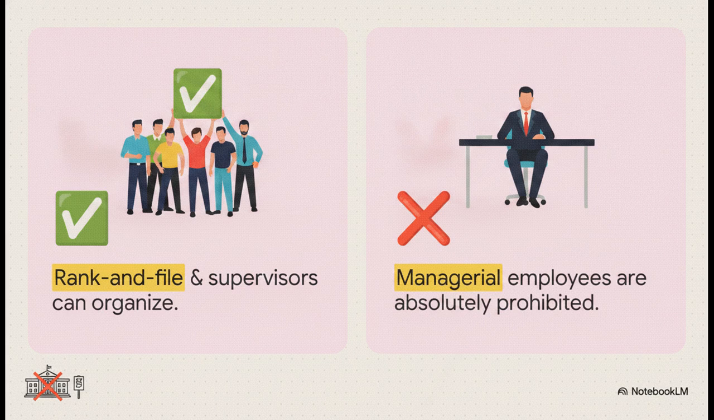But to understand who can actually exercise this right, we kind of have to look at the hierarchy of an organization. Right off the bat, rank-and-file employees are fully eligible to form or join unions. Supervisory employees are also eligible, but, and this is a big but, they cannot join the rank-and-file union. They have to form their own separate supervisory unions.